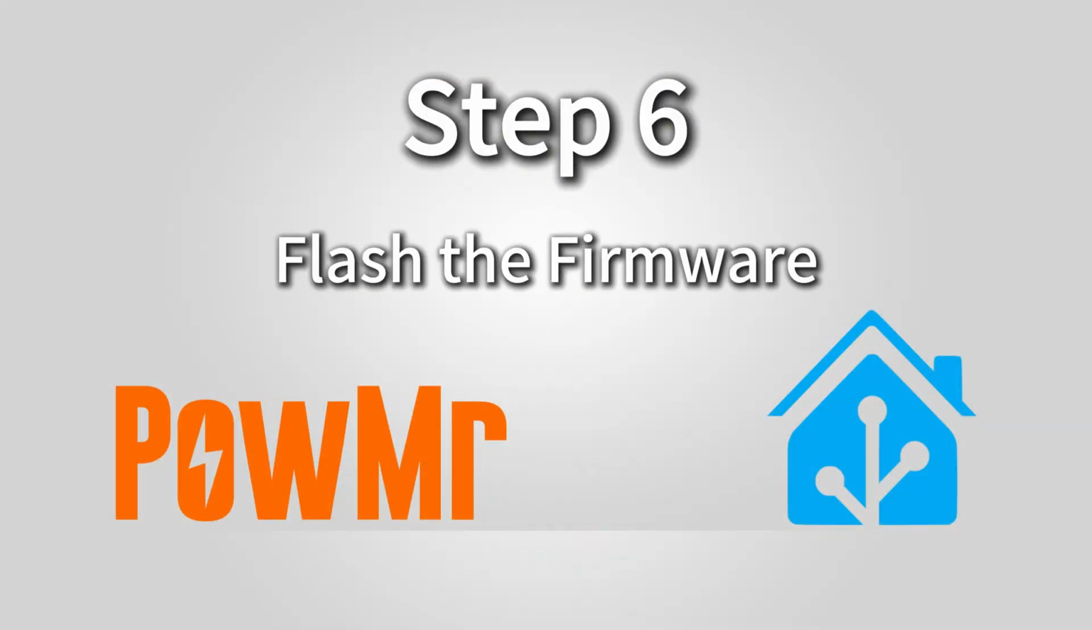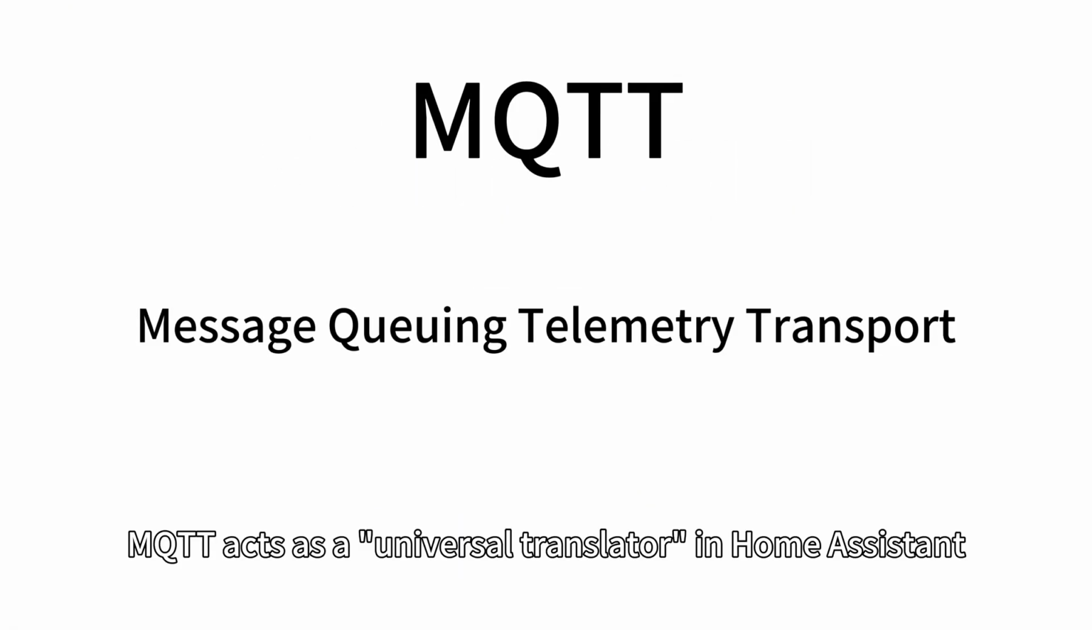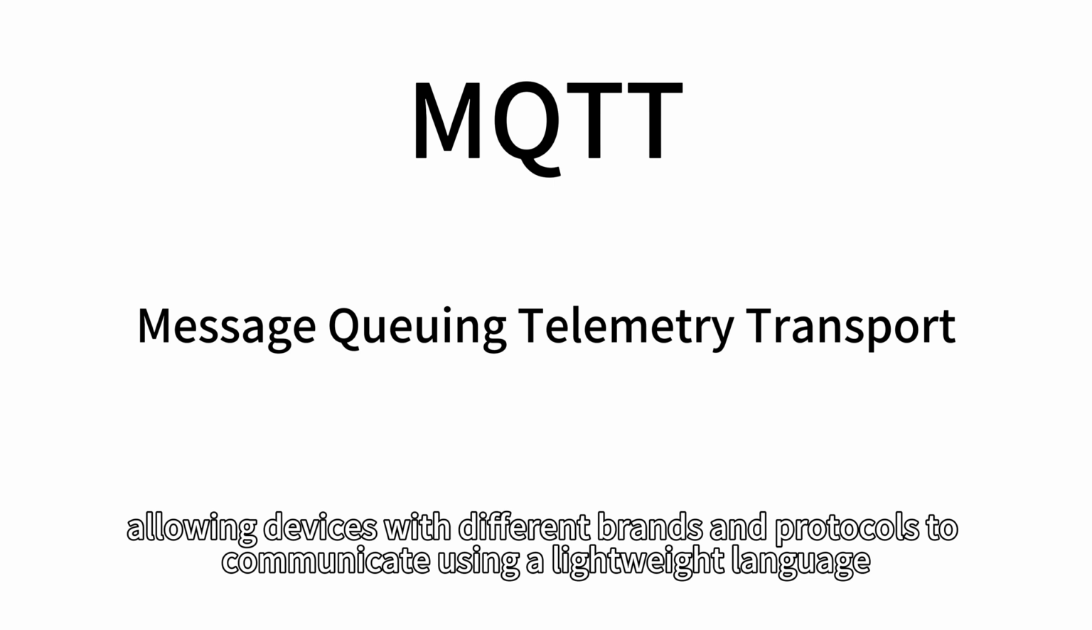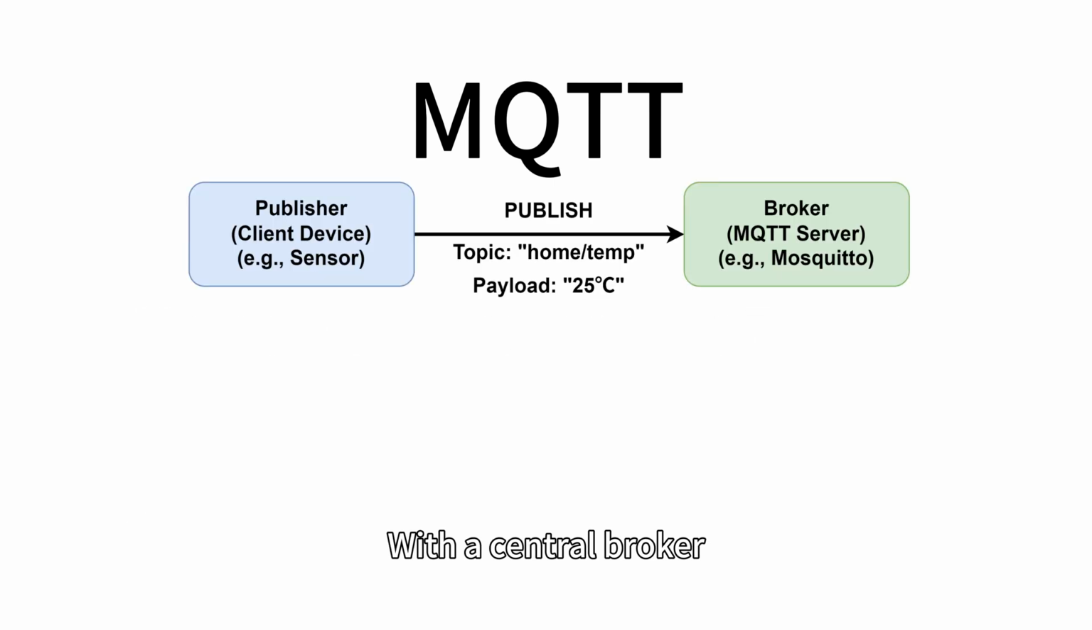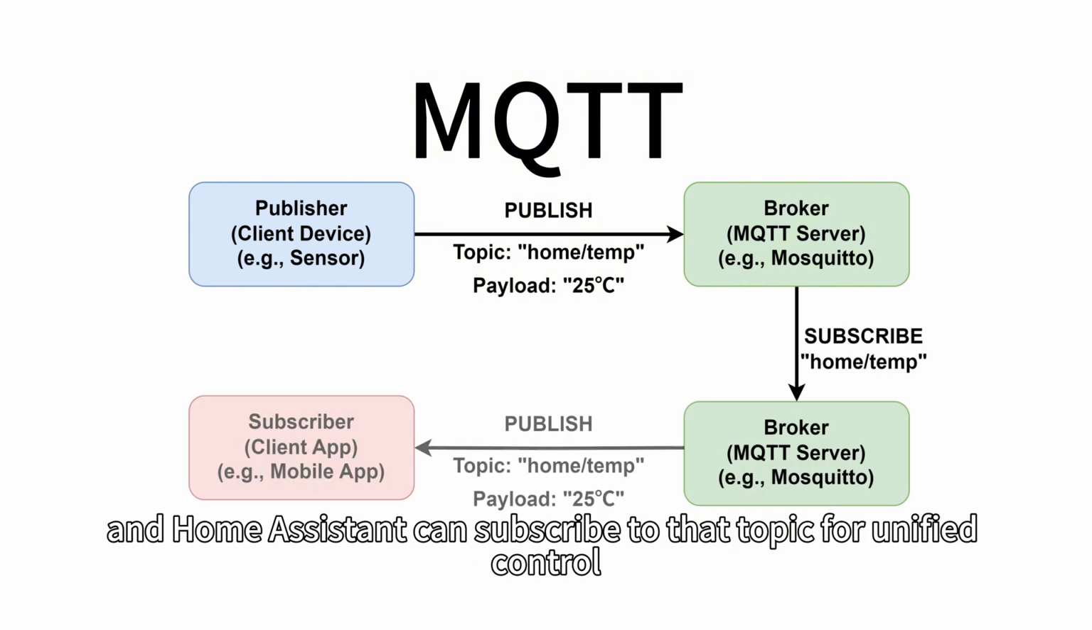Step 6. Flash the firmware. Now let's integrate the PowMr inverter using Solar2MQTT. MQTT acts as a universal translator in Home Assistant, allowing devices with different brands and protocols to communicate using a lightweight language. With a broker like Mosquitto, devices can publish to a topic, and Home Assistant can subscribe to that topic for unified control.